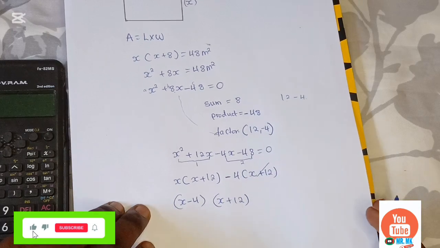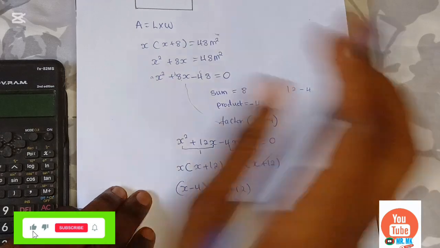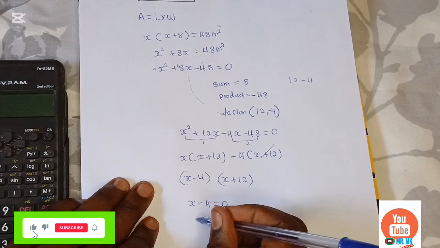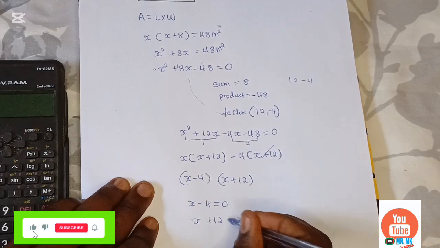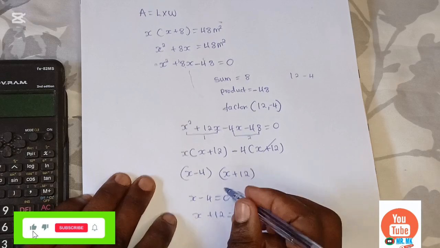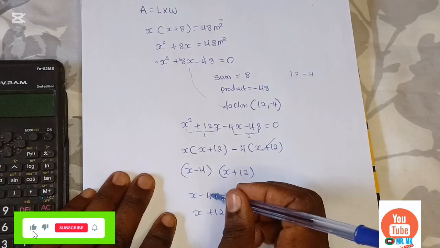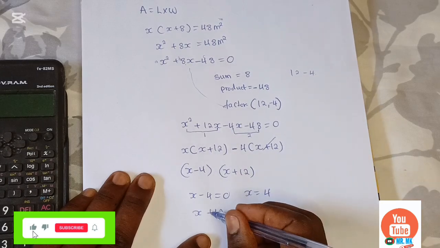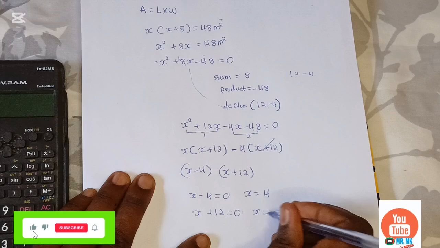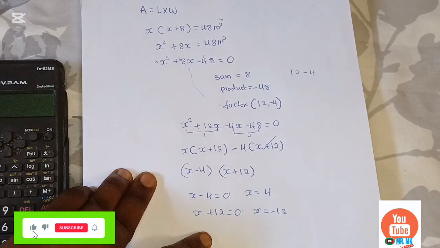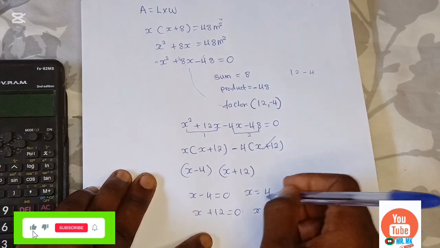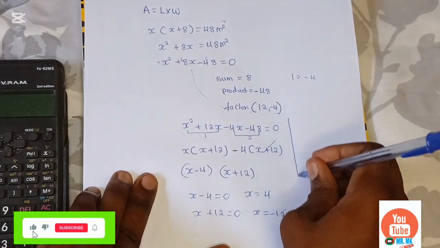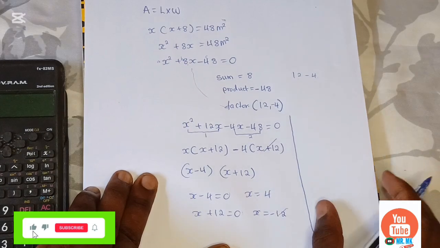But the question says find the length of the room. Now let's say x minus 4 is equal to 0 and x plus 12 is equal to 0. Let's get the value for x. Negative 4, if it crosses to the other side, the value for x will be 4. Positive 12, if it crosses to the other side, will be negative, so the value for x will be negative 12. Now always take a positive number. You ignore the negative one and take the positive one to get the length and the width.